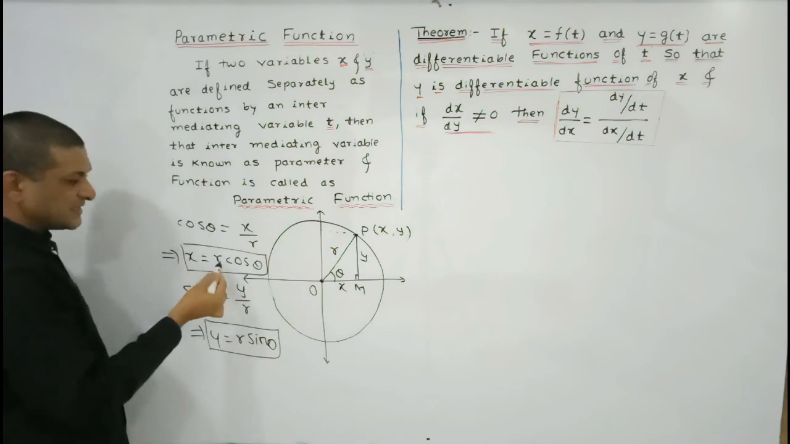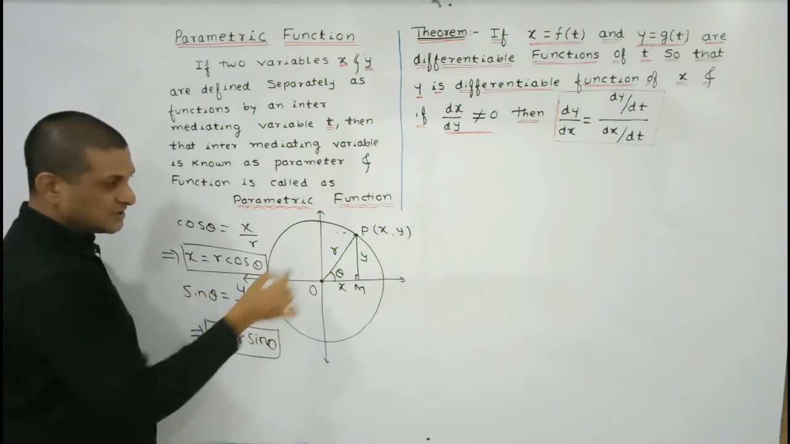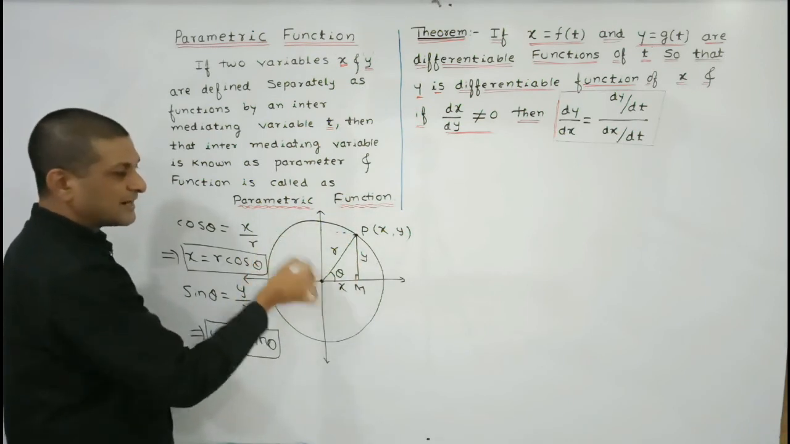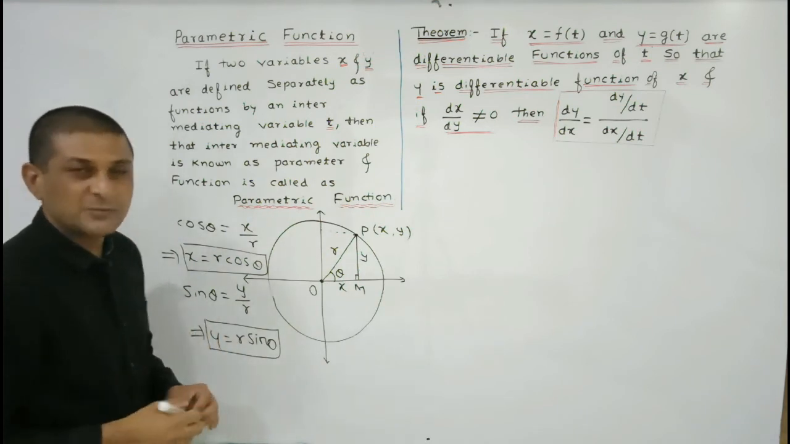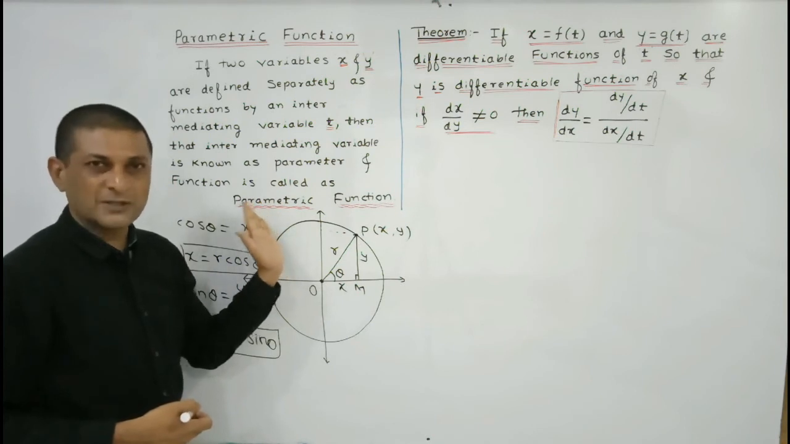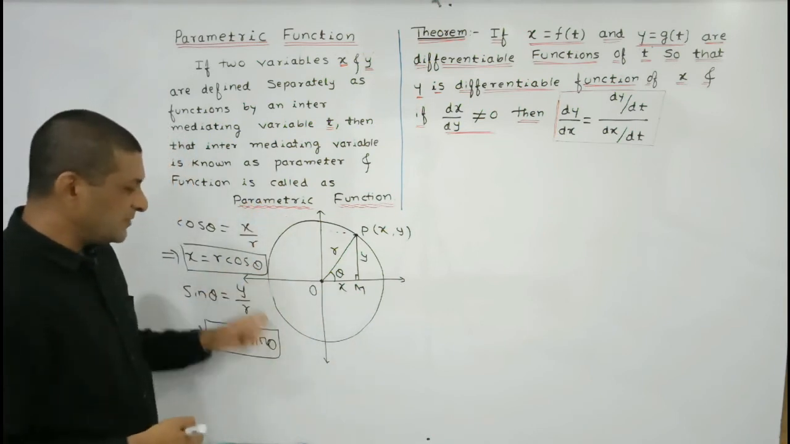Now here observe the values of x and y. Value of x is equal to r cos theta and y is equal to r sin theta, where r is nothing but the radius. Wherever this point moves on this circle, the radius does not change, means r is what? Constant. R remains constant because it is the radius. Wherever the position of point P is on the circle, r will remain what? Constant.